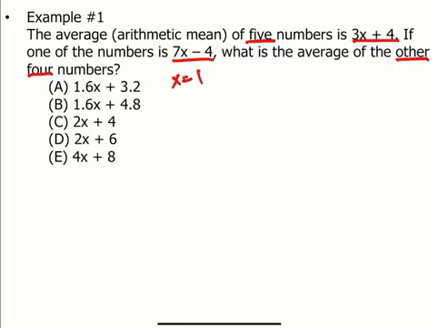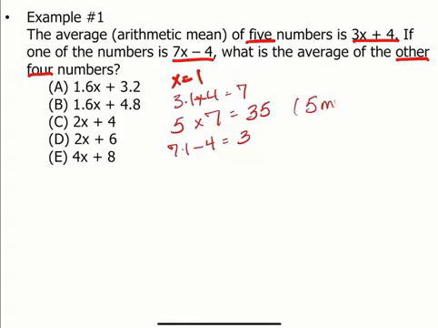So the average of 5 numbers is 3x plus 4, so that's 7. Well, if there are 5 numbers and the average is 7, that means that the sum of those 5 numbers together is 35. One of the numbers is 7x minus 4, so 7 times 1 minus 4 is 3.